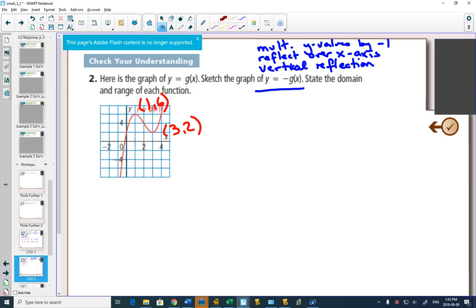Now, what's going to happen to 3, 2? It's going to become reflected over the x. The y values get multiplied by -1, 3, -2. And 1, 6, 1, -6. Can you imagine it reflected over? Can you see it look like this in the end?